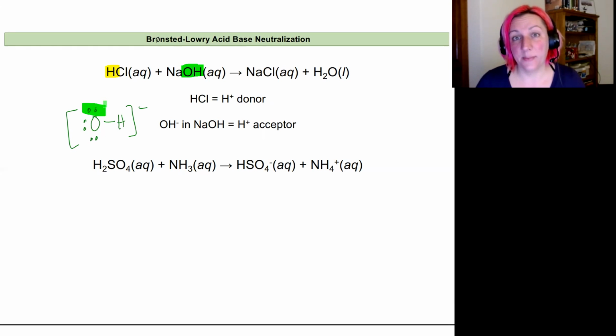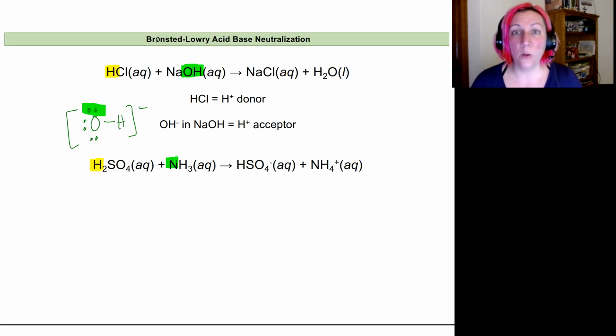Now, the nice thing about the Bronsted-Lowry definition is that it encapsulates more acids and bases than just our Arrhenius definition. And I've got an example down here. So here we're looking at sulfuric acid and ammonia combining in an acid-base neutralization reaction. Our hydrogen donor is our sulfuric acid. One of these hydrogens will be donated. And then within our base, it's actually the nitrogen that's going to be able to do the hydrogen accepting.